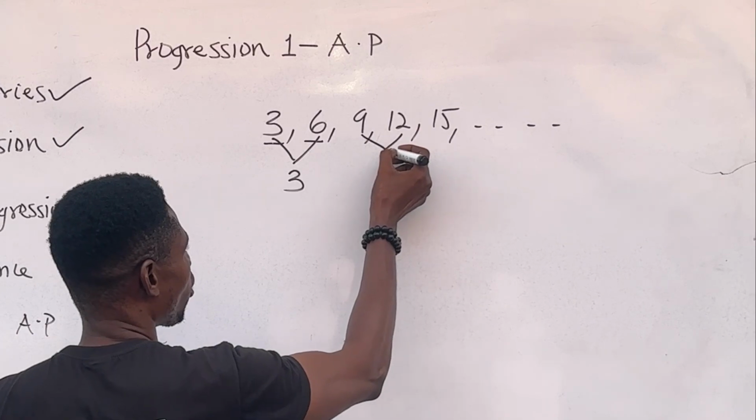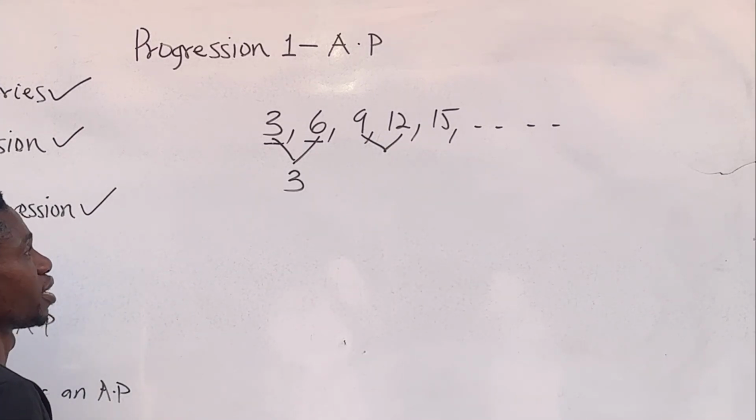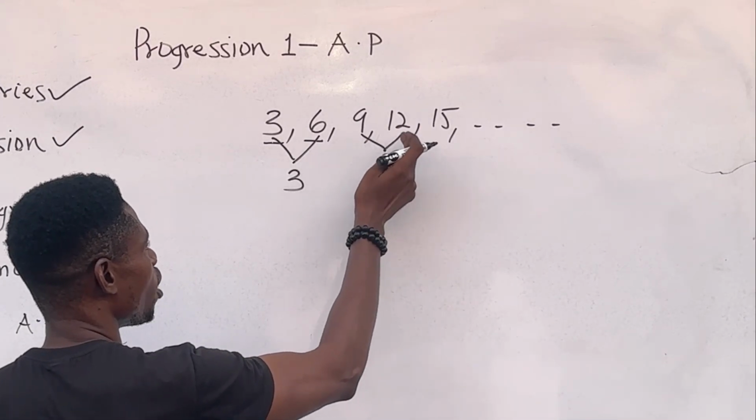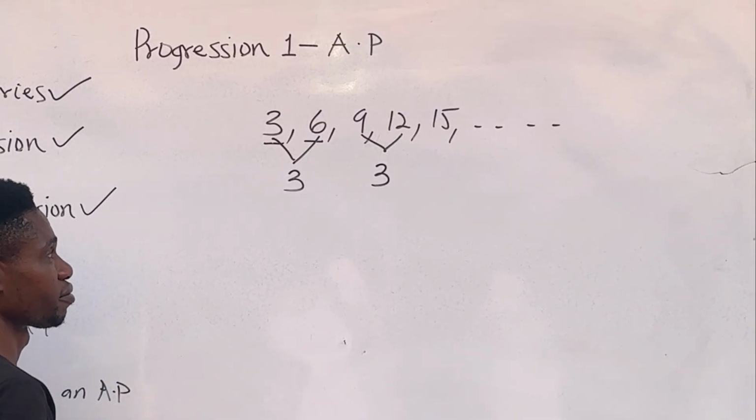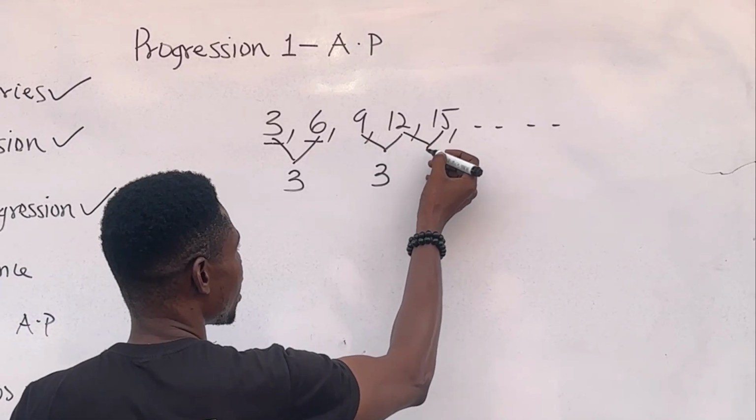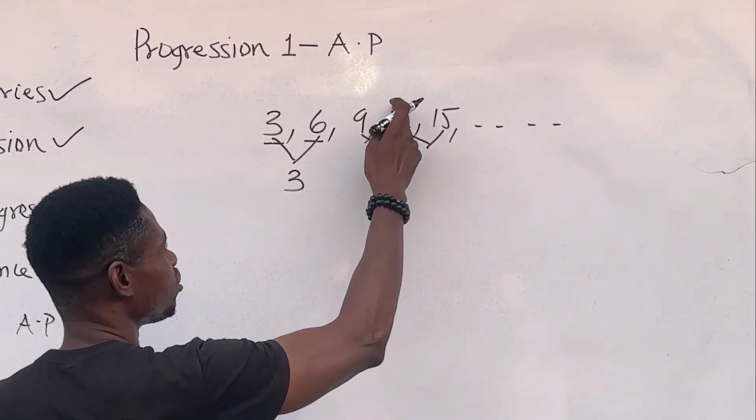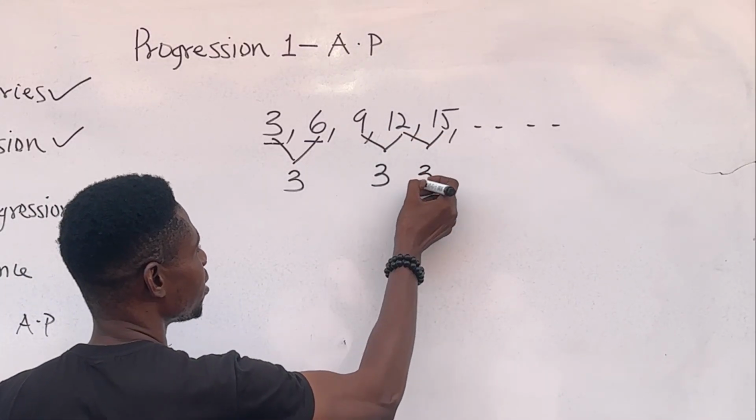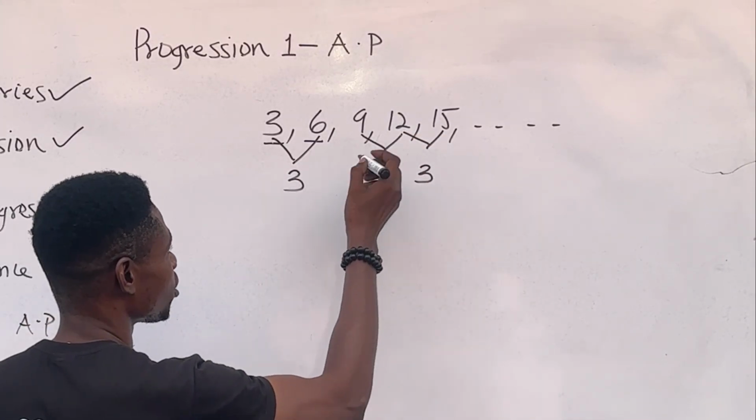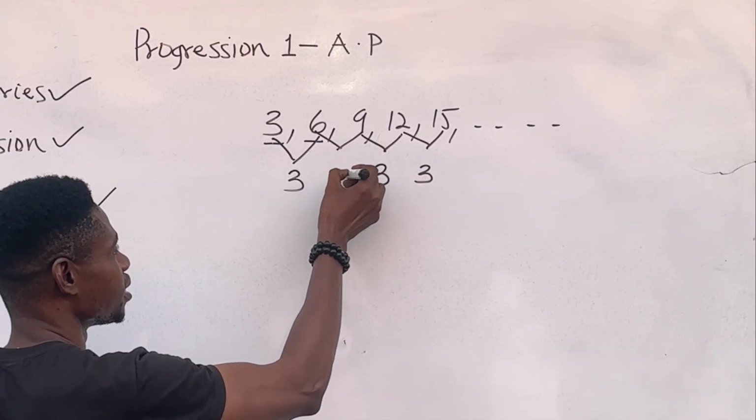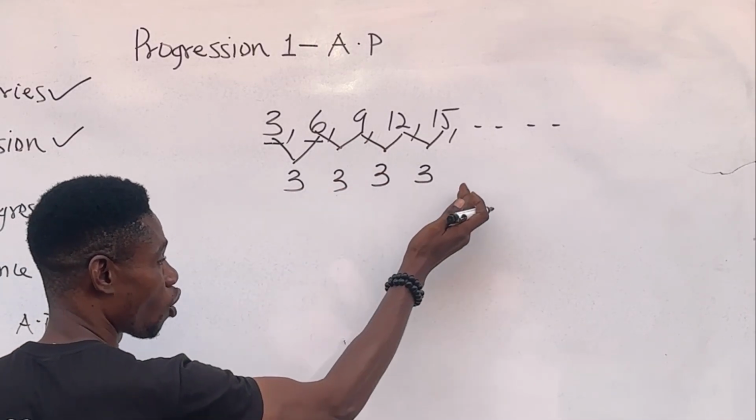9 and 12 are consecutive terms, right? Good. What is the difference between 9 and 12? 3. 12 and 15 are consecutive terms, right? Because 15 is the next. And what's the difference between 12 and 15? It is 3. Now you see that the 3 is constant. If you go 6 and 9, the difference is 3. So this 3 now is constant.